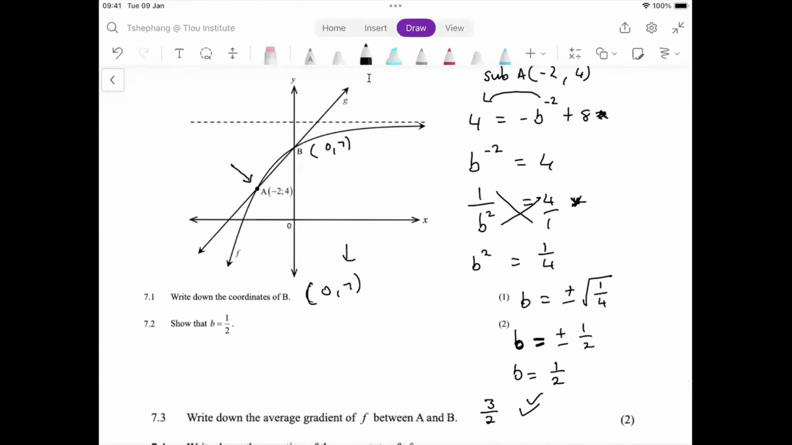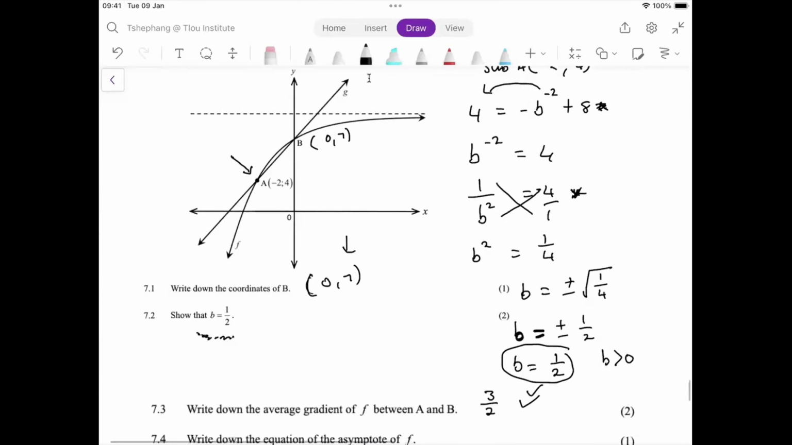And then you find the square root. Whenever you try to find the square root, it has to be plus or minus. The square root of 1 over 4 is going to give you 1 over 2, but it's always plus or minus. And remember that b has to be greater than 0. In any case, they did say that b is equal to 1 over 2. That's why we are omitting the negative 1 over 2, and we're taking the positive 1 over 2.